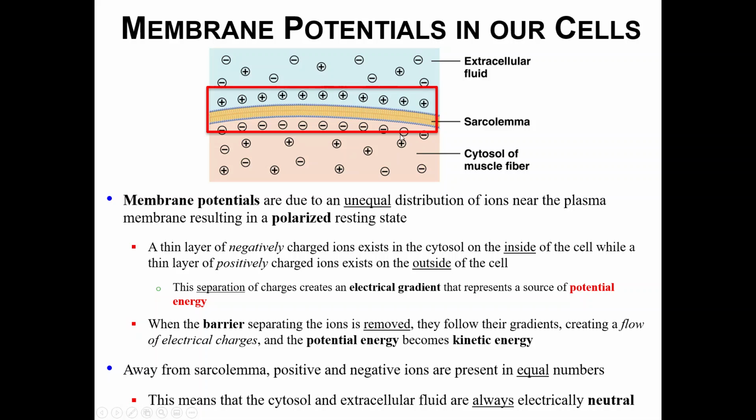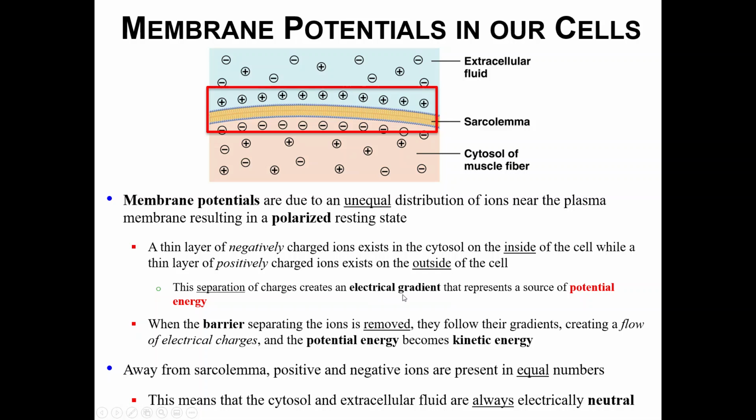It's unequal. You'll see in our picture that we have quite a few positively charged ions right outside the membrane, and we have quite a few negatively charged ions right inside the membrane. This creates what we call a polarized resting state. So positive and negative poles, kind of like a battery, positive, negative ends. The fact that we keep these separated by the plasma membrane creates an electrical gradient.